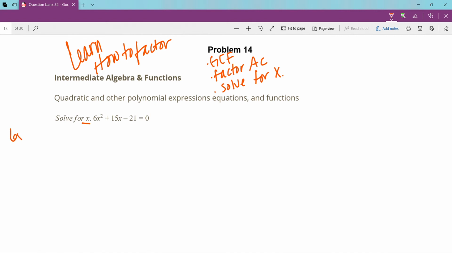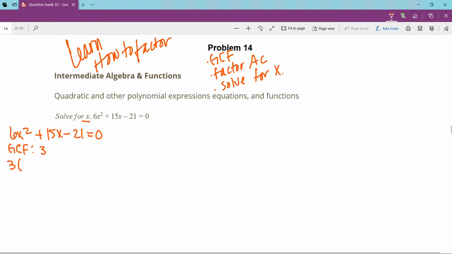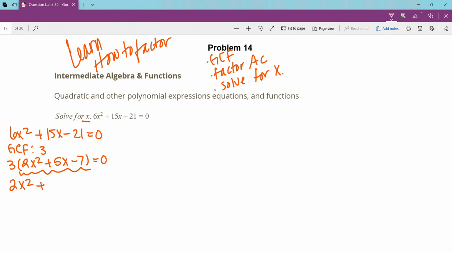I have 6x squared plus 15x minus 21 equals 0. And then I know my GCF is 3, so I take out a 3. And I'm left with 2x squared plus 5x minus 7 equals 0. So I get rid of my 3, and I'm going to factor out just that polynomial. So 2x squared plus 5x minus 7 equals 0.